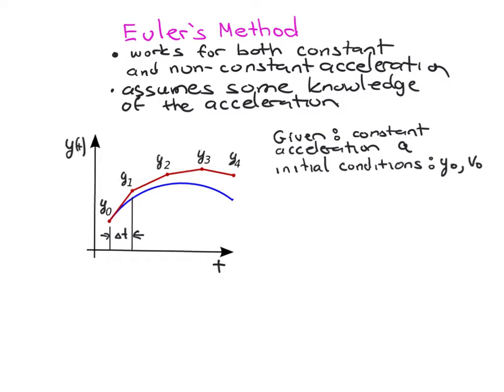And the idea in Euler's method is that you break up time into short chunks of time, delta t. So delta t is this time interval here, and you're breaking up the world into short intervals of time, delta t.